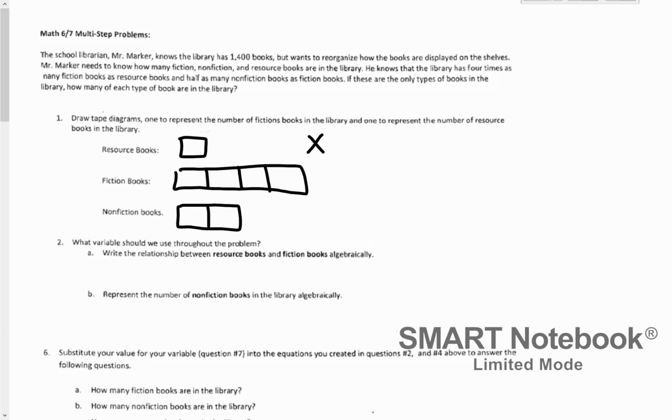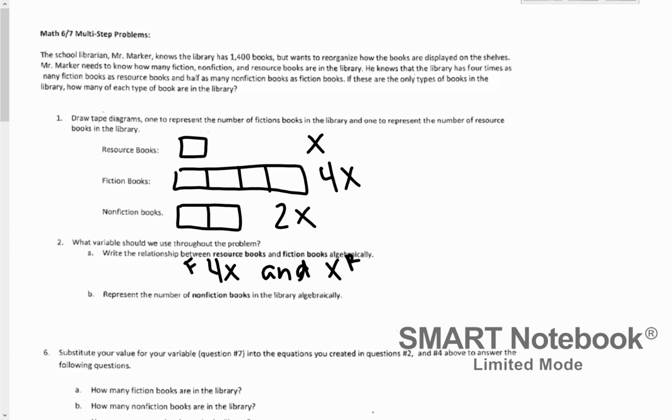Then if we are talking about resource books and fiction books, fiction would have 1, 2, 3, 4 times as many, which would be represented with 4x. Then we have some nonfiction books, and there's half as many nonfiction as there are fiction. So if there's 4x fiction, that means there would be 2x nonfiction. So when it asks us to write a relationship between resource books and fiction books, it would be 4x and x. 4x is our fiction, x is our resource.